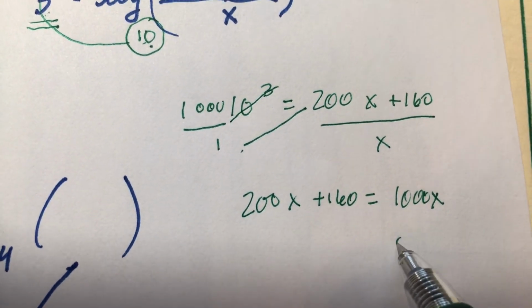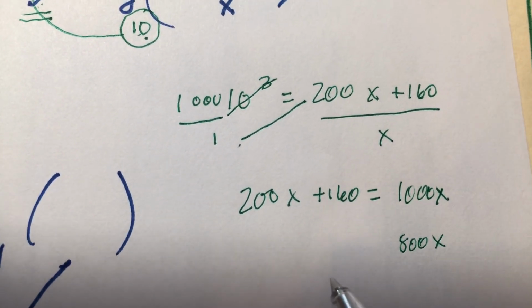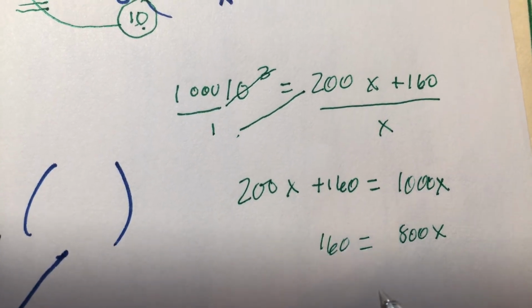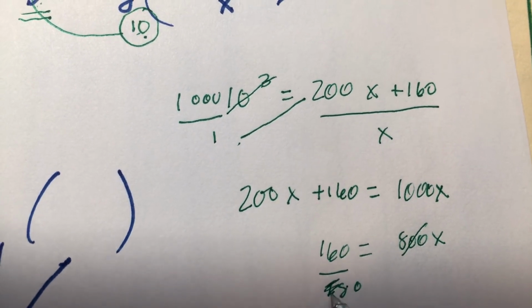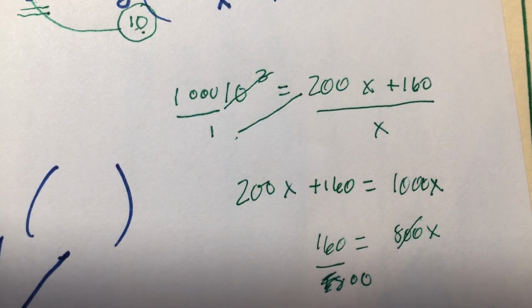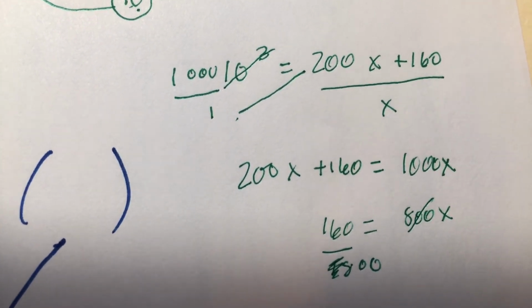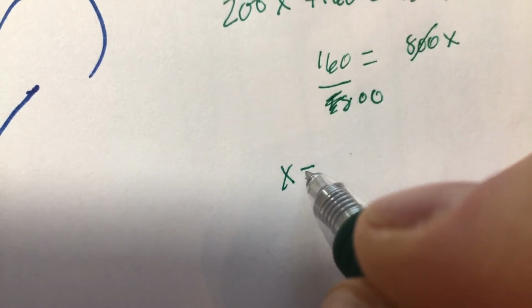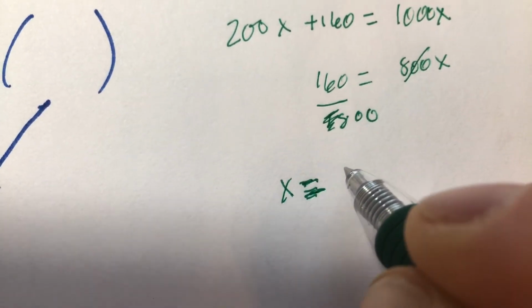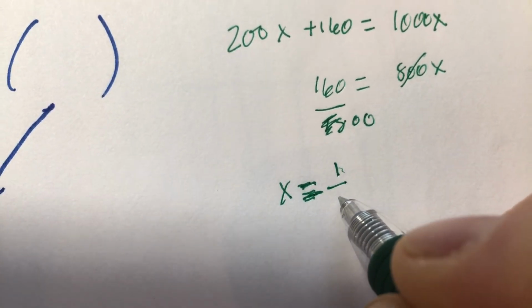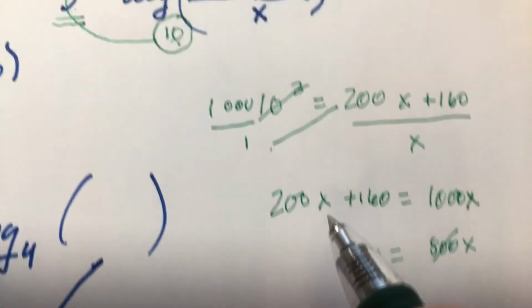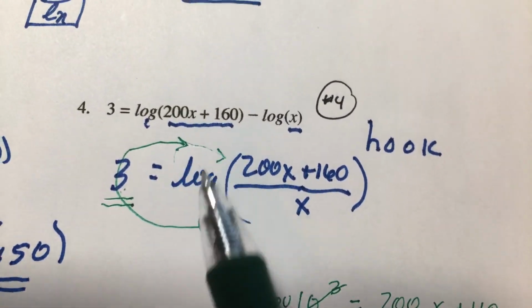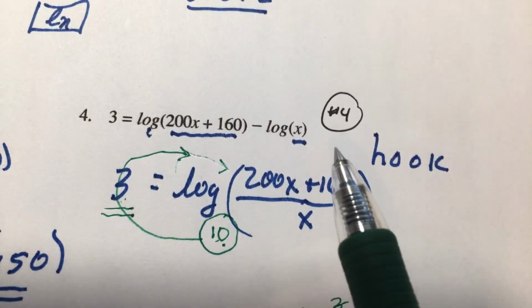Subtract my 200x and I get 800x equals 160. Divide by my 800 and we'll get x to be equal to, having trouble doing this through the camera, don't laugh, x equals 1/5. Okay? So again, you can use these steps on number 4.